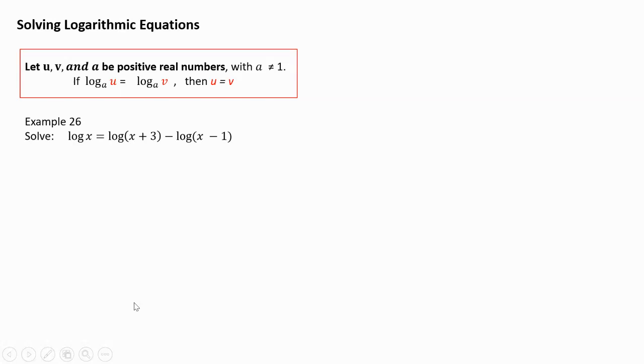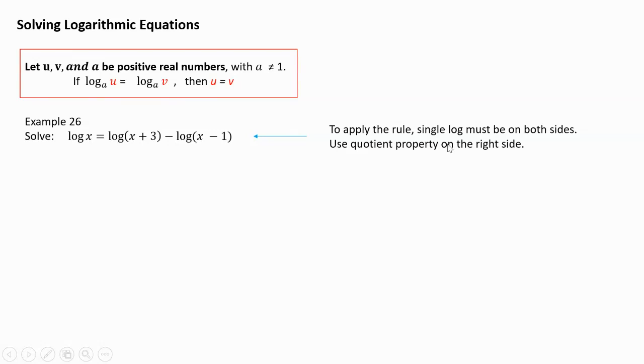Okay, now solving logarithmic equations. It says let u, v, and a be positive real numbers with a not equal to 1. If log base a of u equals log base a of v, then u must equal v. Okay, for example 26, we cannot apply the rule until we have the same logs on both sides. These are two different logs, so we have to use the properties that we learned earlier.